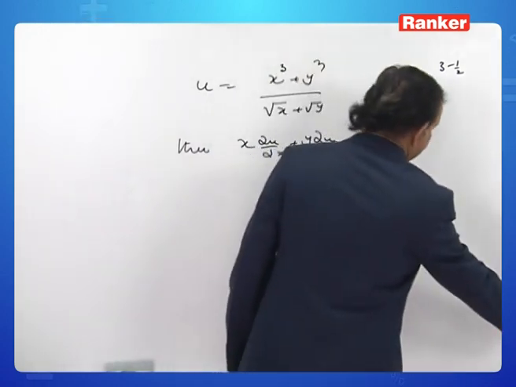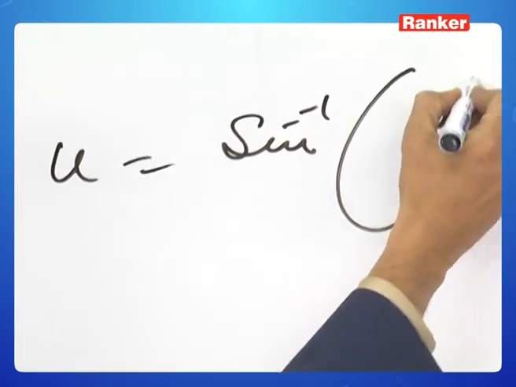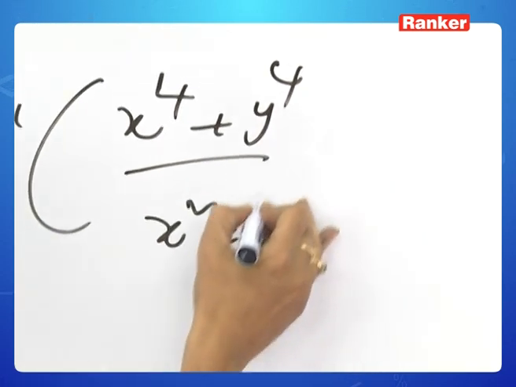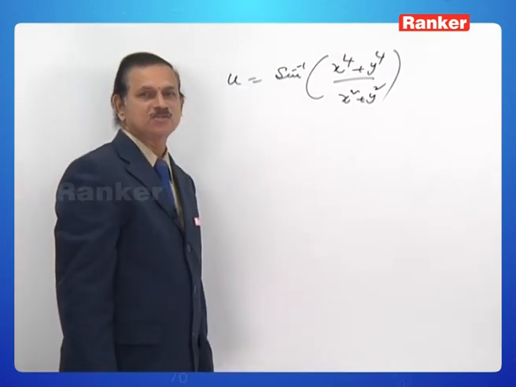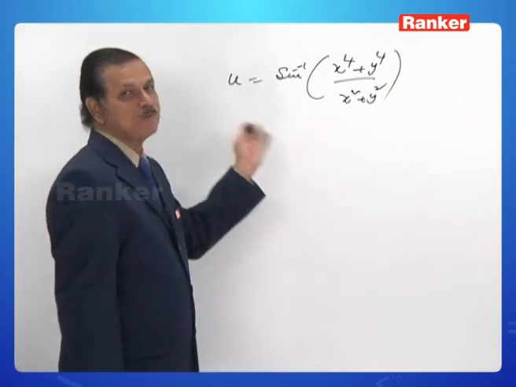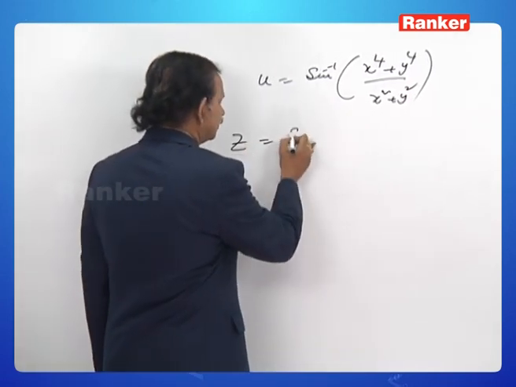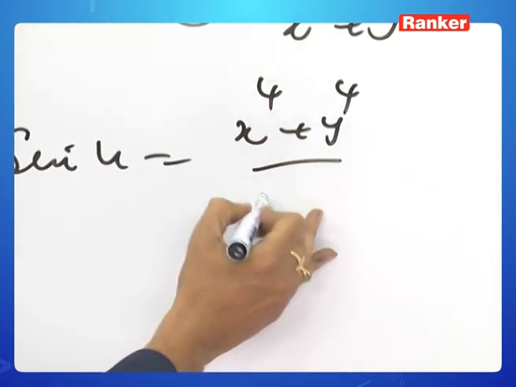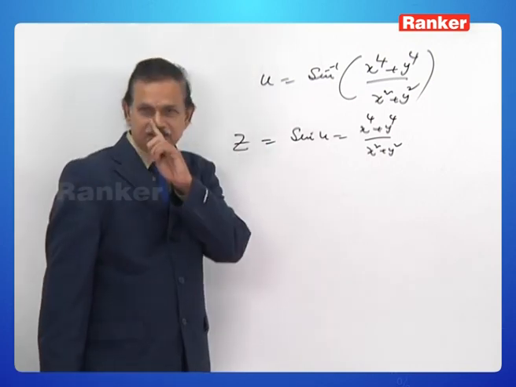Well, another application. Suppose u is equal to sine inverse of x power 4 plus y power 4 by x square plus y square. You cannot say that this is directly homogeneous, because even if you substitute lambda x and lambda y in the place of x and y, you cannot get lambda out from the sine inverse function. Therefore, you do one thing. Z is equal to sin u is equal to x power 4 plus y power 4 by x square plus y square. Now you see Z is homogeneous, isn't it?